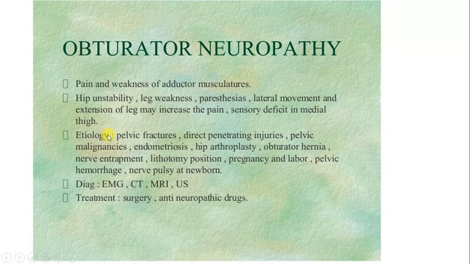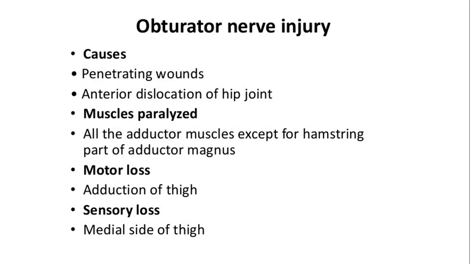Hip will be unstable. That can be due to pelvic fractures, penetrative trauma, malignancies, hip arthroplasty, hernia, nerve entrapment syndrome, lithotomy position, pregnancy. This can cause it. So diagnosis can be made by EMG and by CT scan, MRI or ultrasound. Anti-neuropathic drugs are given in these cases. So whenever there is obturator nerve injury, the causes, muscles affected, motor loss, sensory loss is that.